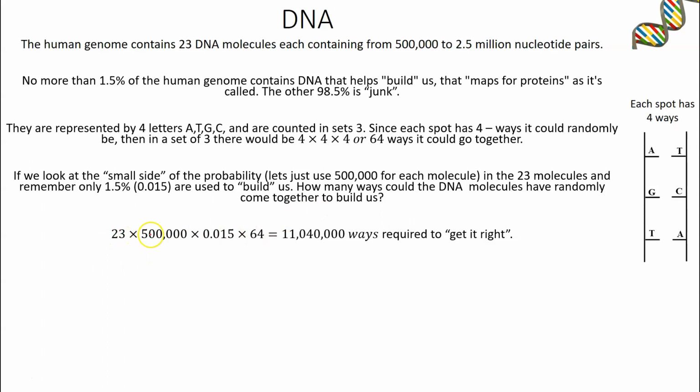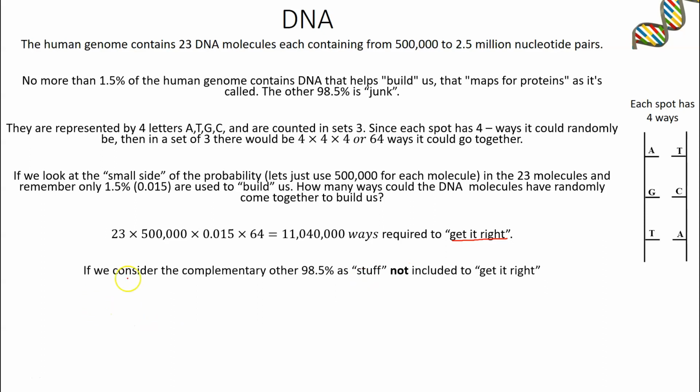Well, we take the 23 times the 500,000 times only 1.5%, but then times 64. And we get 11,040,000 ways required to, we'll just say, get it right, to have you put together the way that you're put together. If we consider the complement, that other 98.5% not included to get it right, then we have a much, much bigger number, 724,960,000 ways to get it right. But that's if you include the junk stuff that doesn't really seem to do a whole lot.